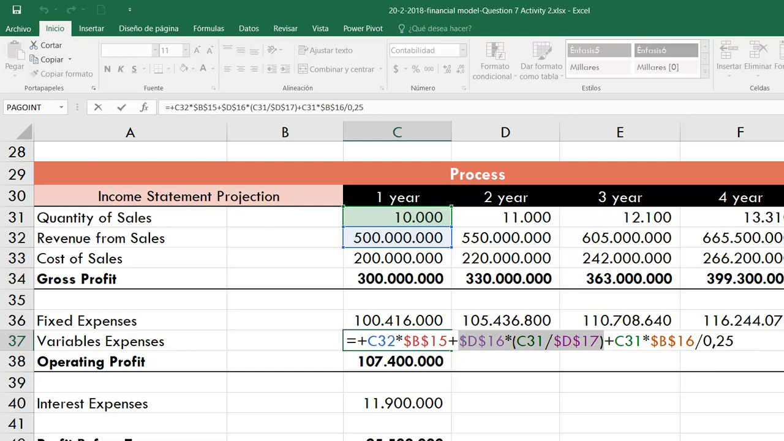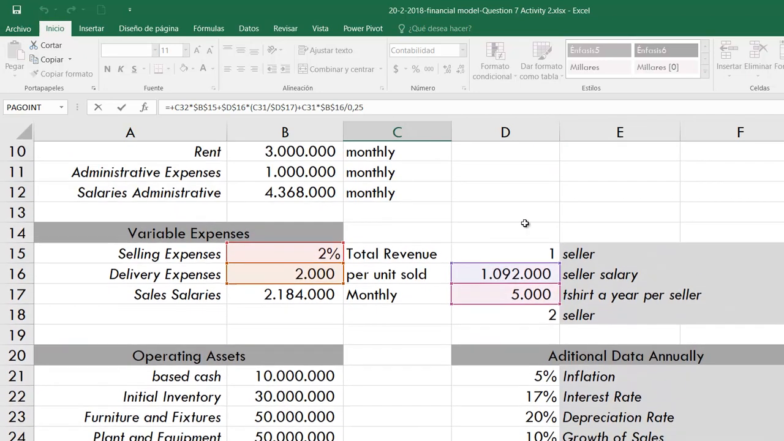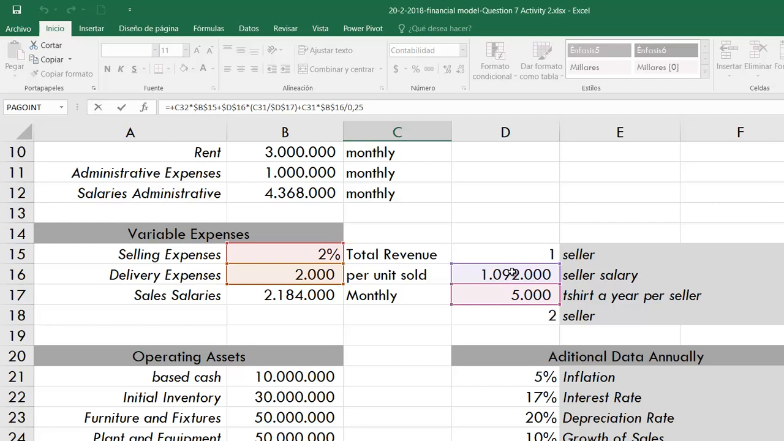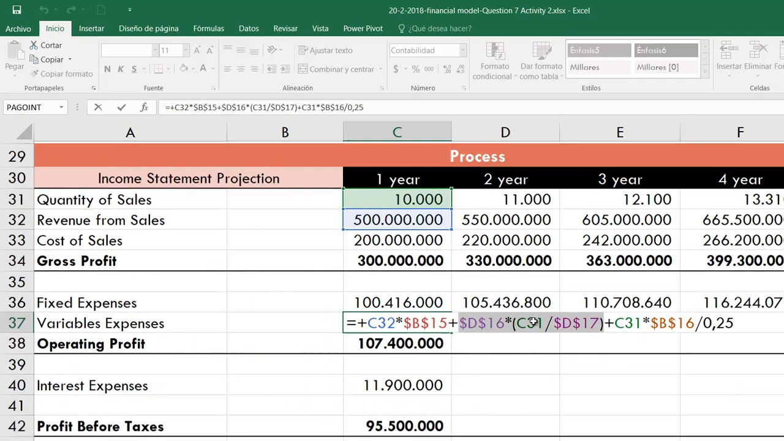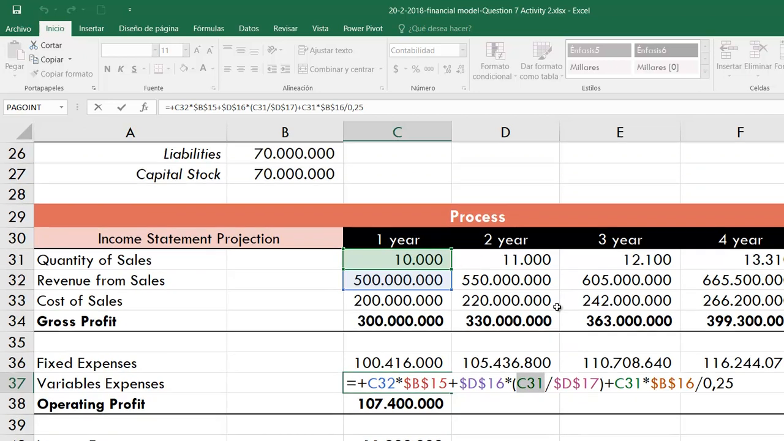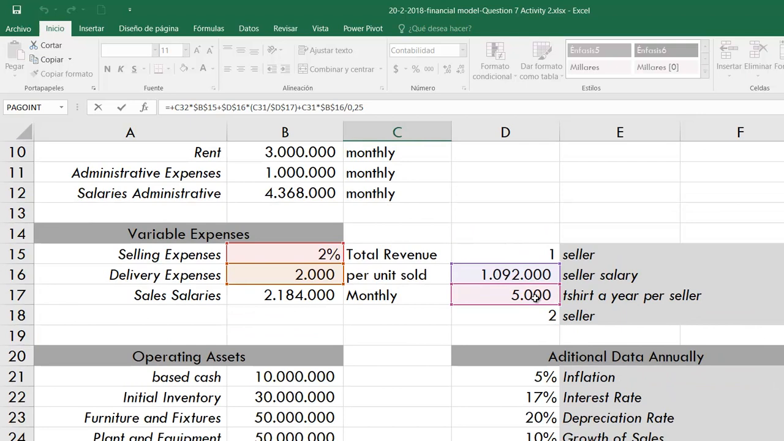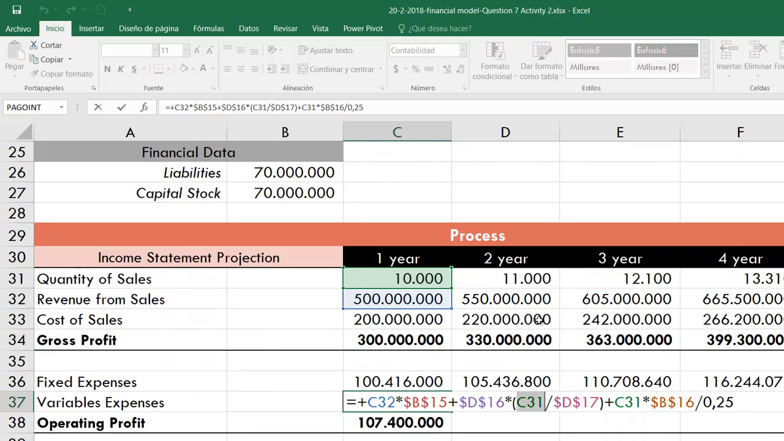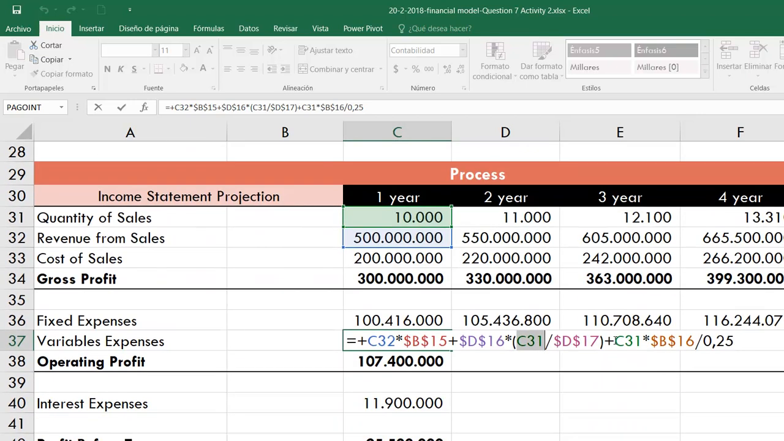And the change is here. I selected the salaries for sellers, which is on D16 right here on top, 1,092,100, times my quantity, which is 10,000 in the first year, divided by the capacity of sales per seller, which I established at 5,000. And that's the only change I made, and the rest is the same as in the previous video.